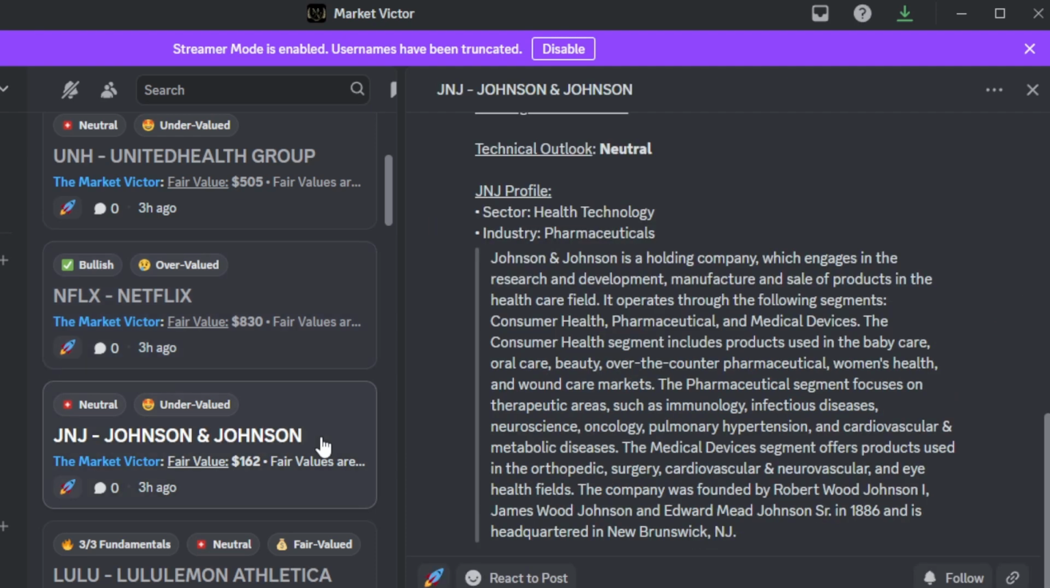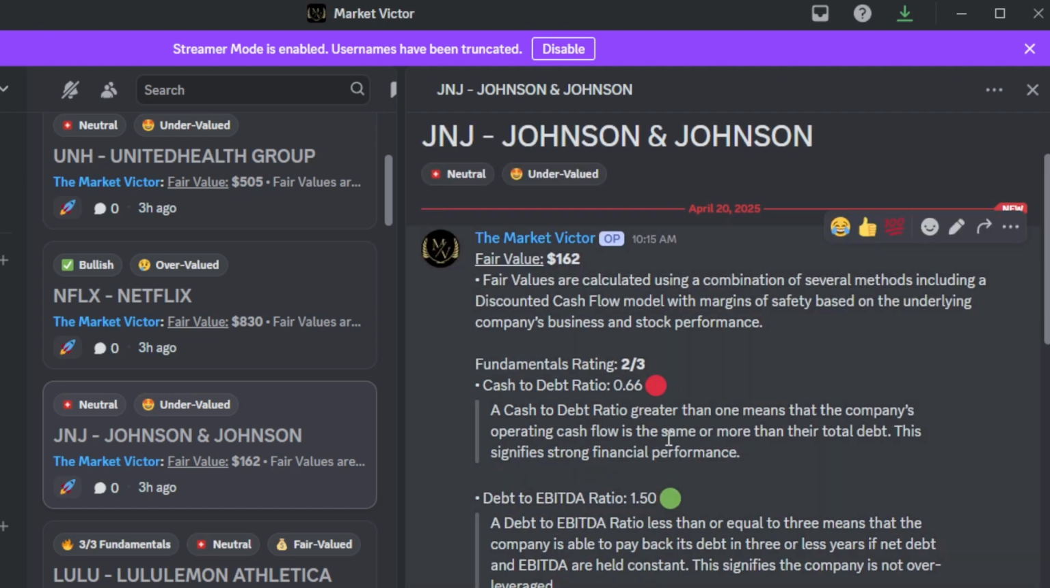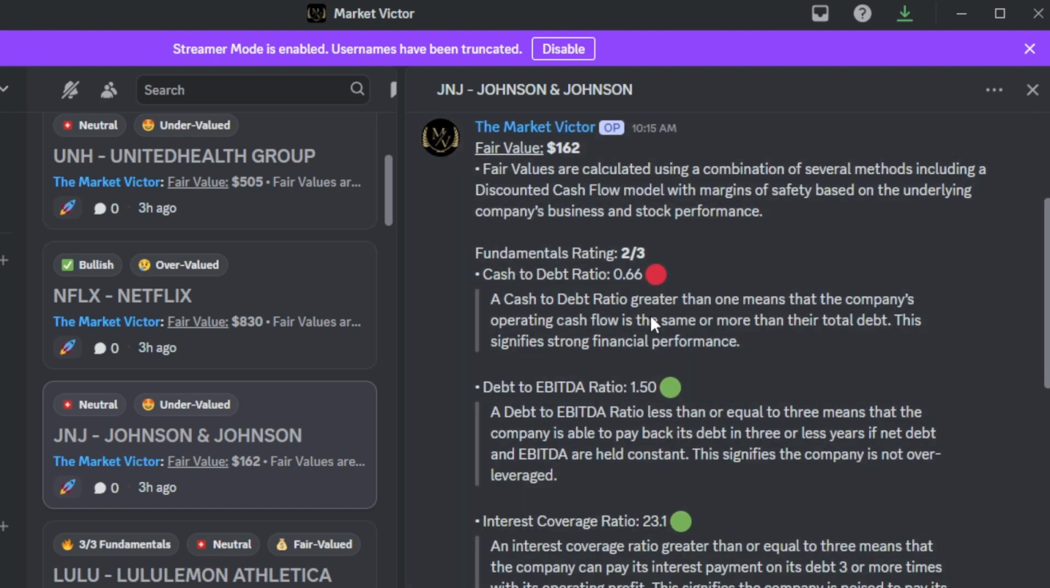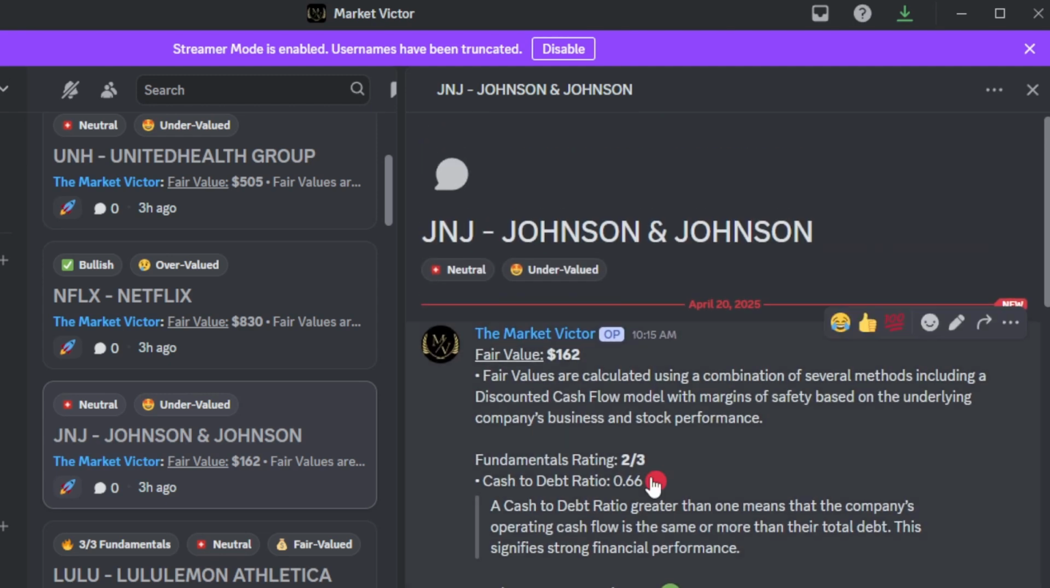And then the third stock that reported earnings was Johnson & Johnson. With a fair valuation of $162 per share, they're undervalued and they have a neutral technical outlook, which means they're in a sideways market. Again, they have a good fundamentals rating, 2 out of 3, and they're also ranked highly in the S&P 500 at number 21. Johnson & Johnson is another good healthcare stock that is defensive and pays good dividends. Another good option if you wanted to add a healthcare stock to your portfolio.